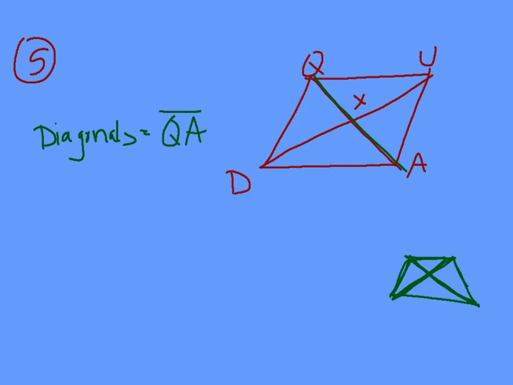And then the other diagonal is going to be DU. Now you can clearly tell that DU is longer than QA. So they're not equal to each other, but they do bisect each other. So the fifth property is that the diagonals bisect.